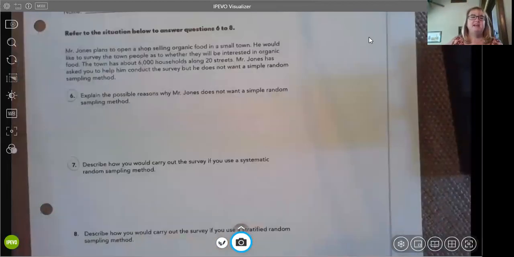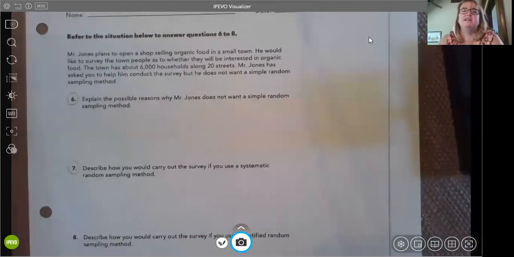All right. Let's turn to the next page. Refer to the situation below to answer questions 6 to 8. Mr. Jones plans to open a shop selling organic food in a small town. He would like to survey the town people as to whether they would be interested in organic food. The town has about 6,000 households along 20 streets. Mr. Jones has asked you to help him conduct the survey, but he does not want a simple random sampling method.